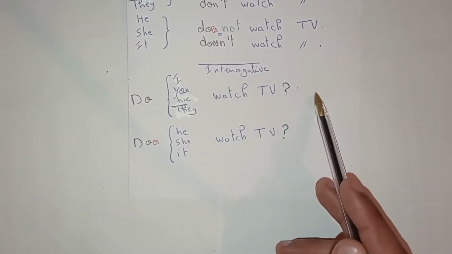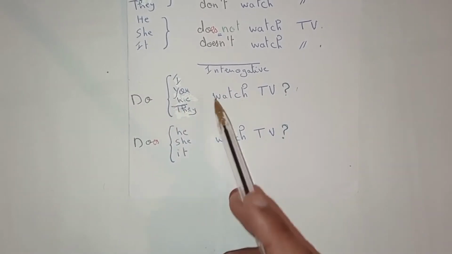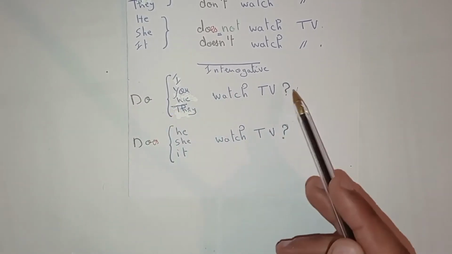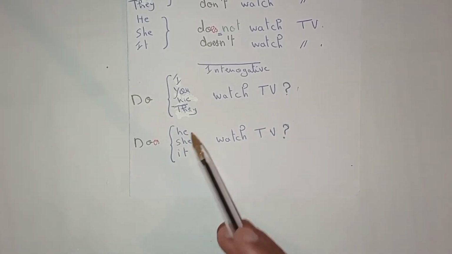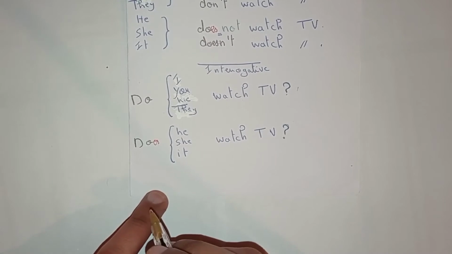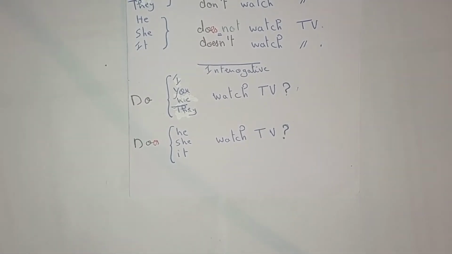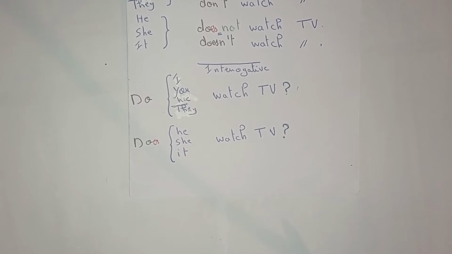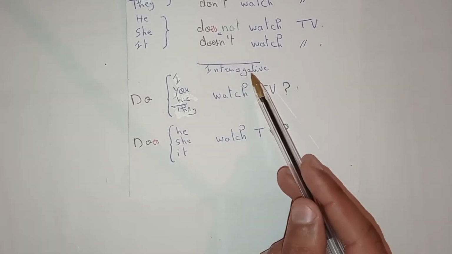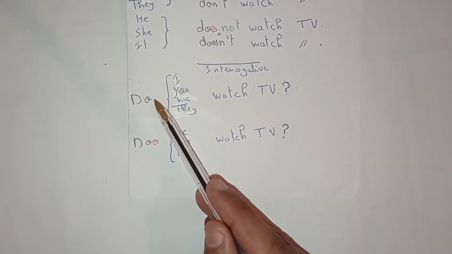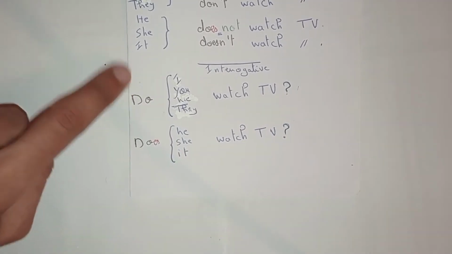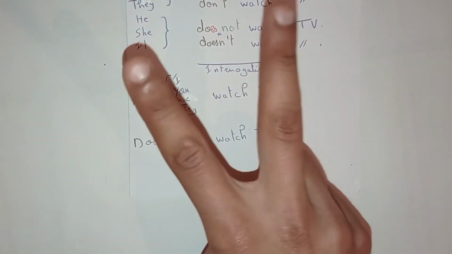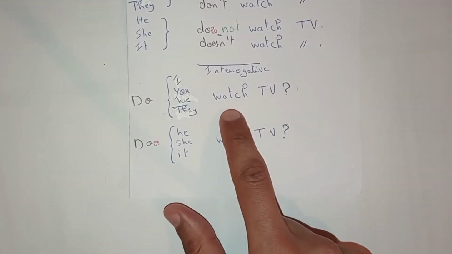Do I watch TV? Do you watch TV? Do we watch TV? Do they watch TV? In he, she, it, we say does. Does he watch TV? Does she watch TV? Does it watch TV? Okay? So I repeat, to have a question, we need an auxiliary verb. You start the sentence with the auxiliary verb. So here, do comes first, and the subject comes second, and then the verb.